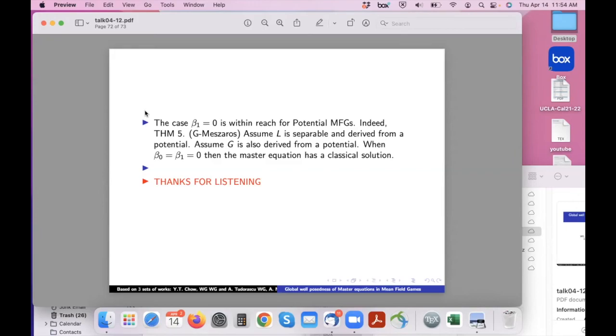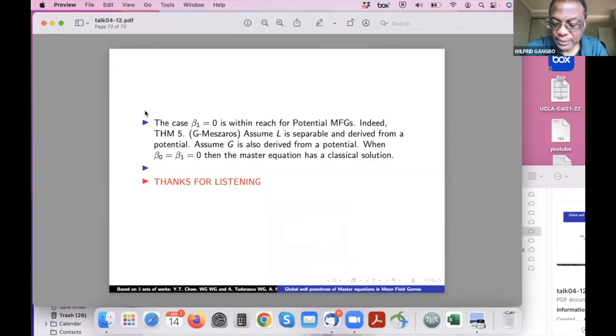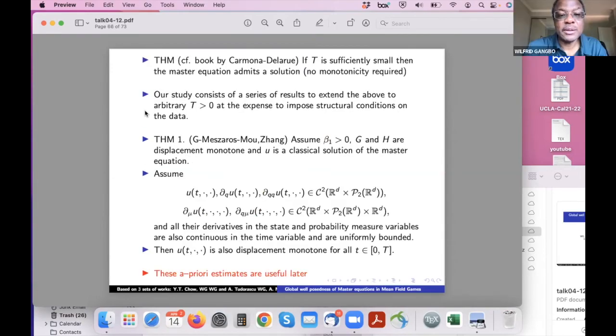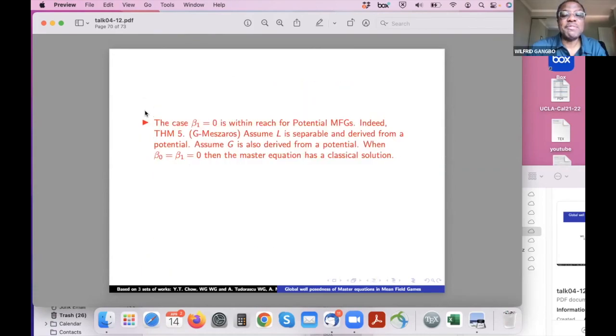In your last slide, theorem 5, there is a monotonicity condition which is floating around, right? You assume that the data, that F and G, are monotone, right? Yes. So in theorem 5, the last theorem you quoted, I am assuming that the potential is displacement convex. Okay, so that was my question. Thank you very much. Yes, and also the potential which produces G is also displacement convex.